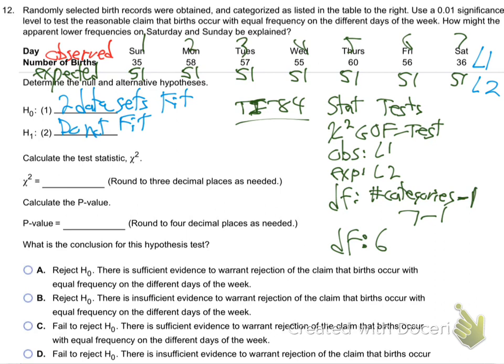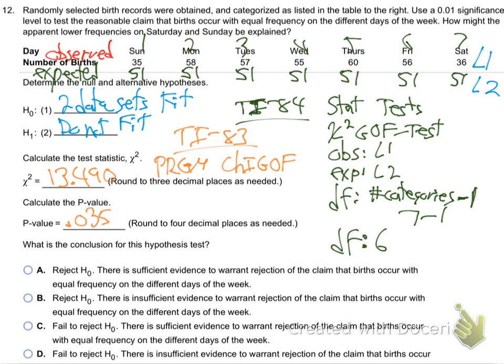Now, if you have a TI-83 and I gave you the program, then that's easy. Just hit PRGM, program, and then hit the chi goodness of fit program and hit enter, and it'll crank it out for you. So here's what I got when I did that. I got a chi-squared value of 13.490. I got a p-value of 0.0359. Okay, now what does that mean about our conclusion?